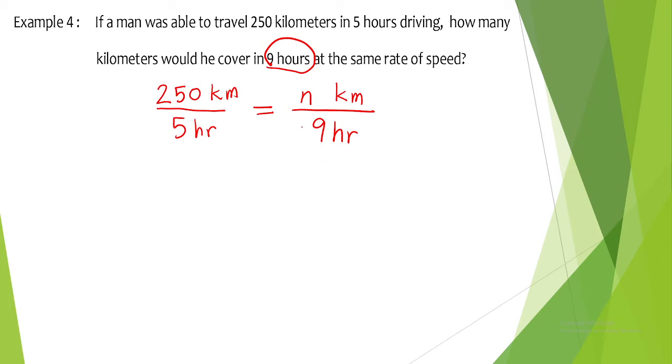Okay? Now, let's cross-multiply. So we now have 5n is equal to, what is 250 times 9?